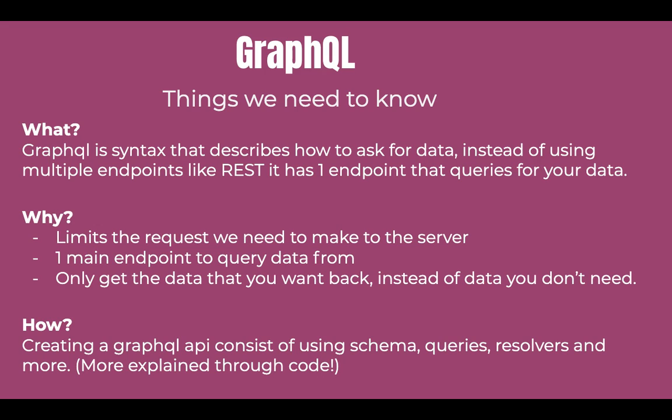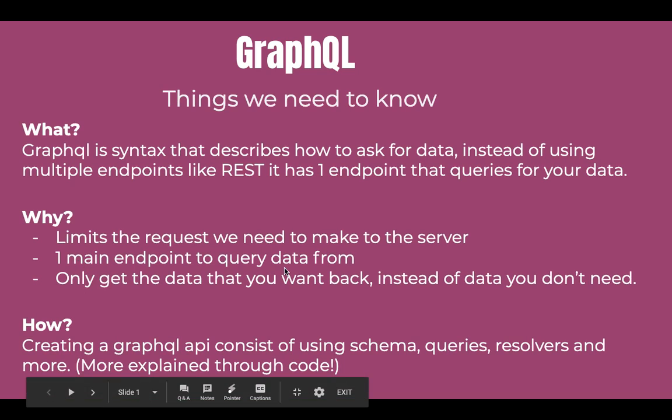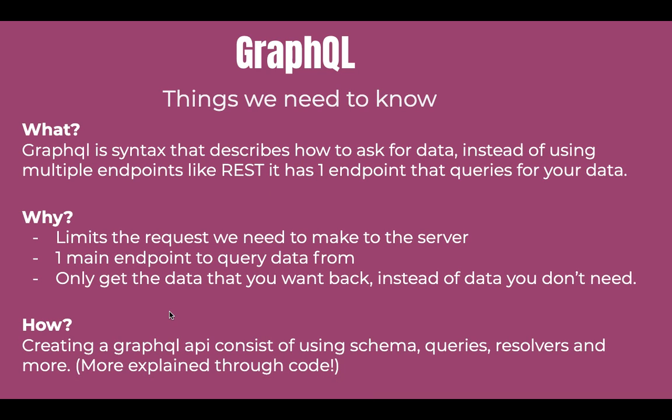All right, so the why comes in, and you would think, why would you need to use GraphQL? Well, for one, it limits the requests we need to make to the server. So in REST, by having to make different requests to different endpoints, that means multiple requests to the server, and that can slow down performance, because when you make too many requests, it starts to slow down your app, right? So that's not ideal. The second one builds on top of the first one: a main endpoint to query your data from, which is good. You don't have to have multiple endpoints, just using one.